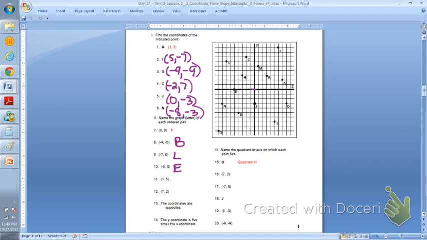And question number 11 is at +1, +5, so we go +1 to the right and up 5. That leaves us at point M. Question number 12 says that +7, so we go to the right 7 and then up 2. So that leaves us at point K.